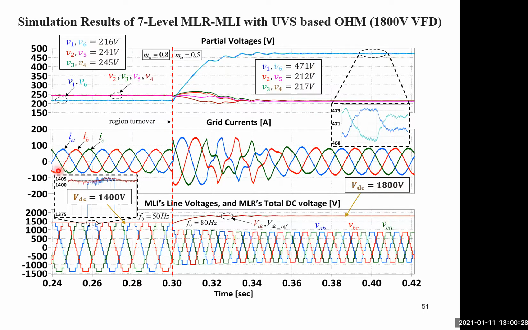And as you can see, before the change, currents are sinusoidal in phase with the voltages, and so after the change. And the most important thing is that even at 80 hertz, quite fast, the transition time takes only 2 grid cycles, which is very excellent for any power factor correction grid interface.